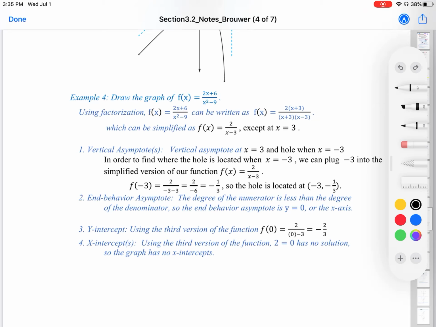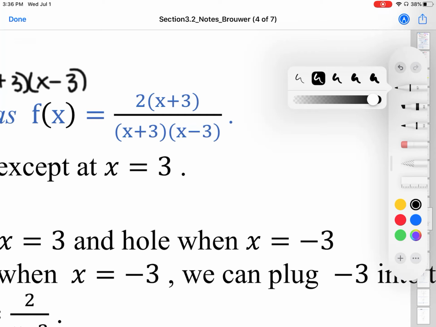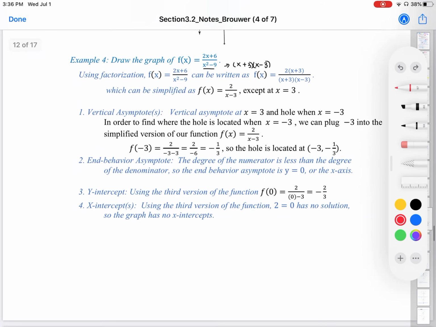Example 4. Draw the graph f of x equals 2x plus 6 over x squared minus 9. If we factor the polynomial in the denominator, it factors to be x plus 3, x minus 3. Once we write it in factored form, we see that we have a value that divides out, that cancels. So our graph can be simplified as this.